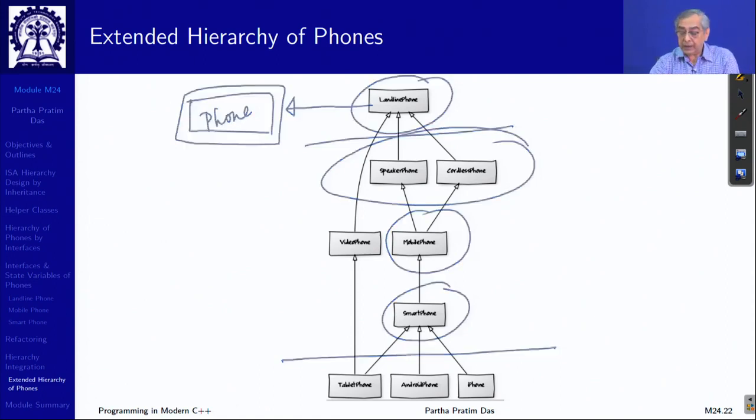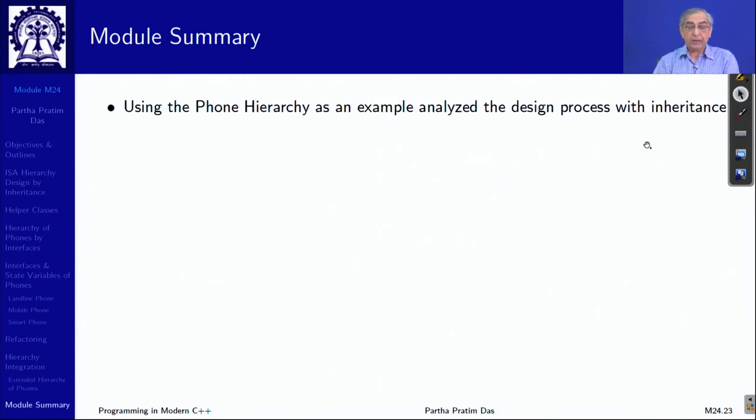So, by this I have tried to show you that for a given phone hierarchy example, how to go about doing the design process with inheritance and put everything together. We will take up more through tutorials and assignment examples to build your skills, but building this skill of implementation of hierarchy will be very, very key to learning C++ programming and the real strength of object orientation. Thank you very much. See you in the next module.